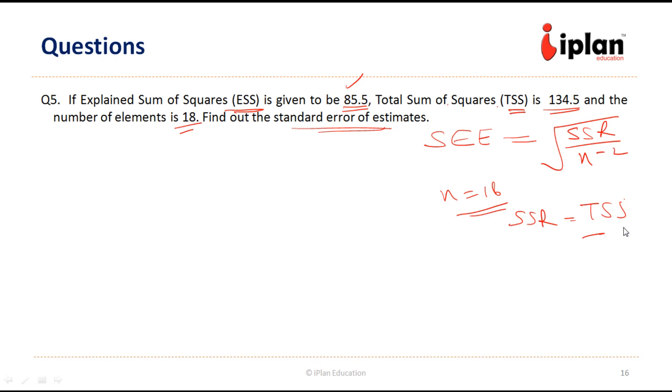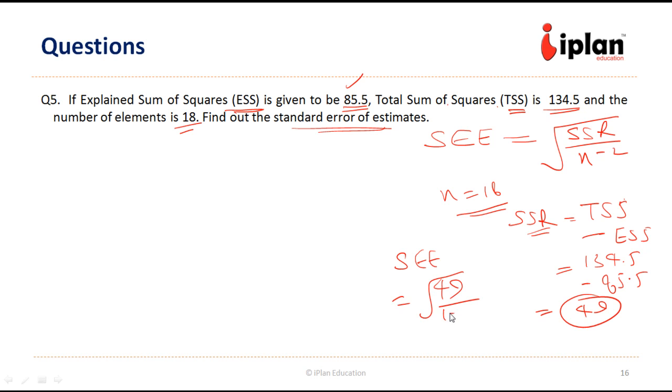the total sum of square minus explained sum of square. This is the sum of square of residuals. We know we can take the difference of these two. So 134.5 minus 85.5 is 49, which is SSR. N minus 2 is 16. So SEE is going to be the square root of 49 divided by 18 minus 2, that is 16. So this is going to be 7 divided by 4. So this is 1.75. So let us look at the options. Option A is correct. So that was all about the same statement.